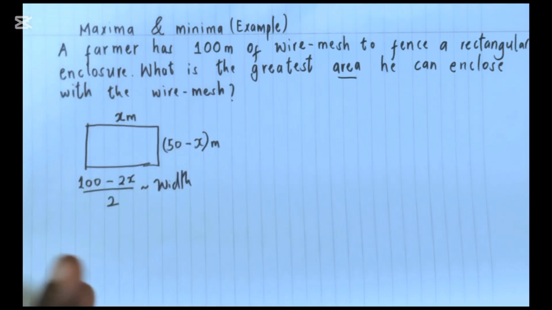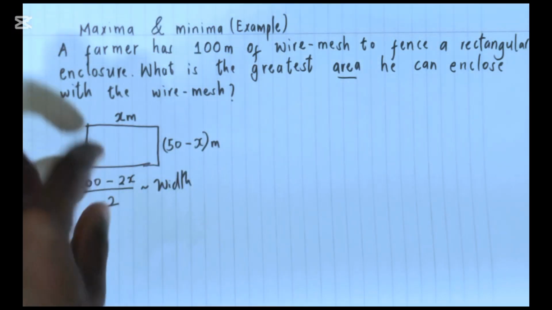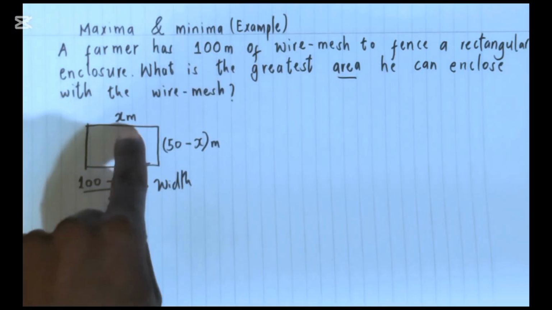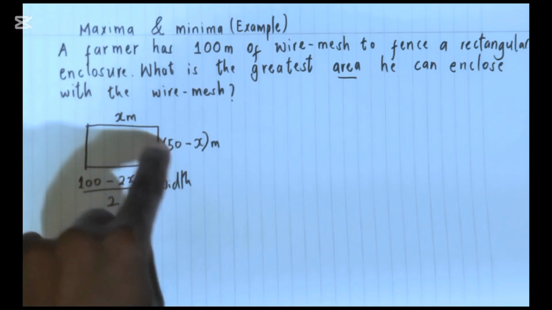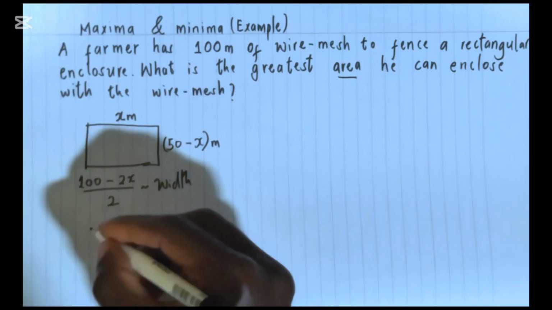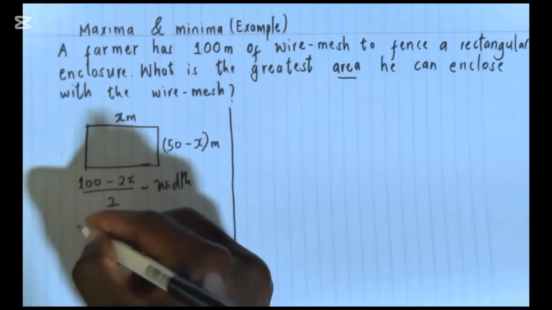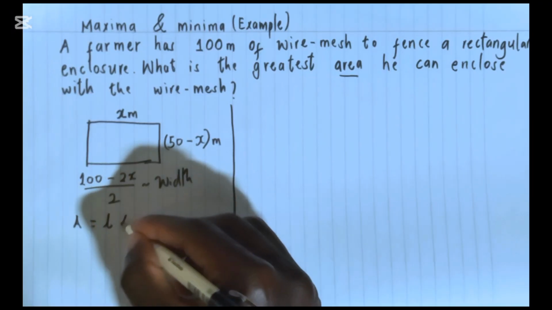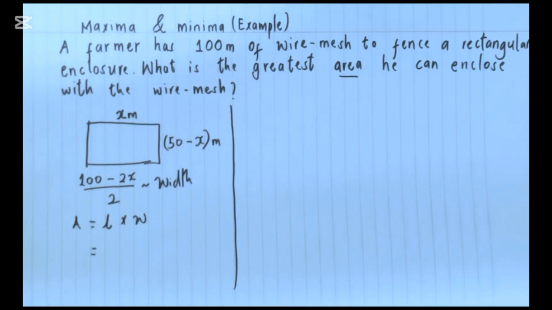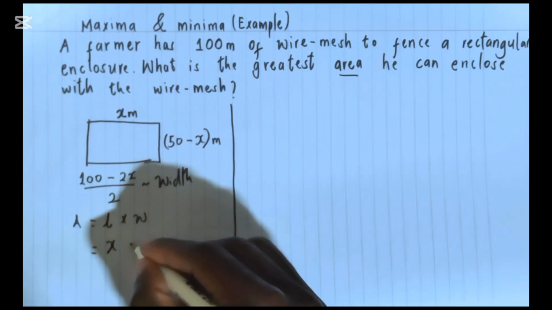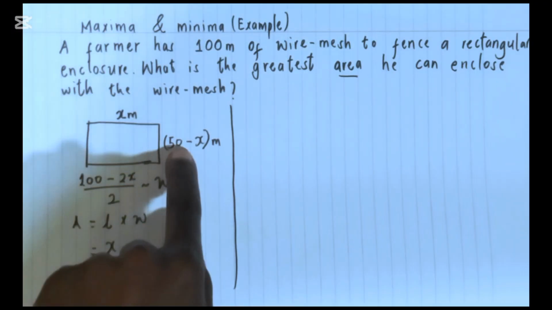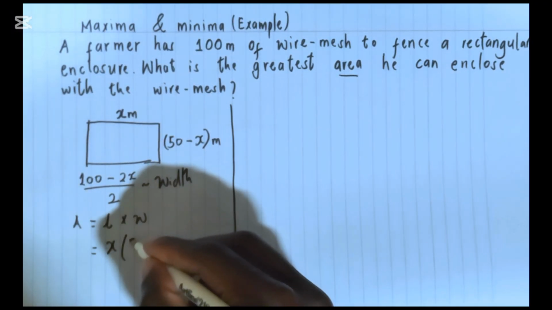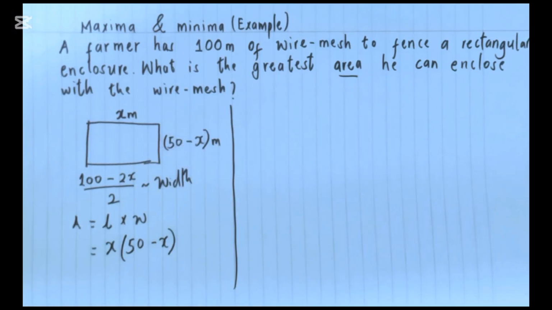So with this in mind, we can then go ahead and calculate the area of this piece of land given these variables that we have for length and width. We know very well that the area of a rectangular piece of land will always be given by multiplying length times width. So we are going to take our length, which happens to be x, and multiply it with our width. And our width in this particular case happens to be 50 minus x.